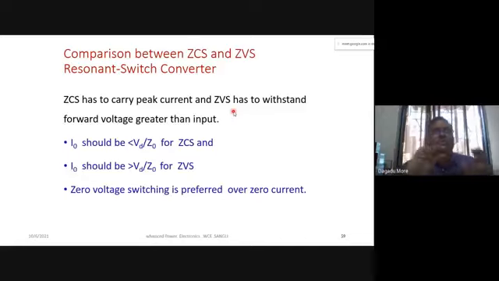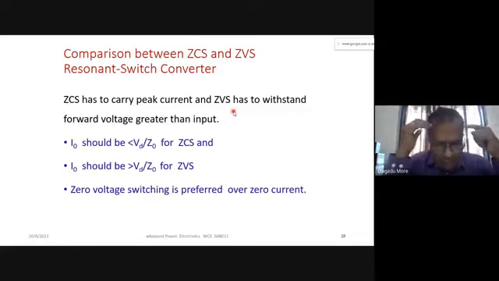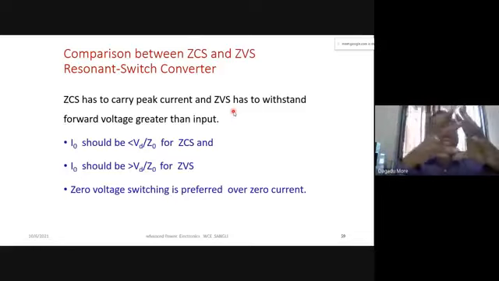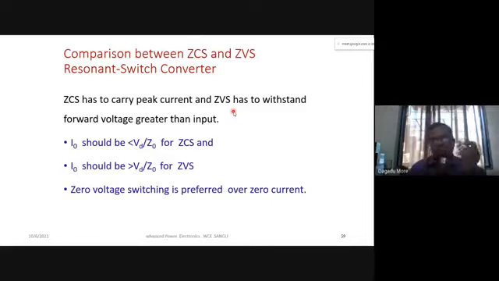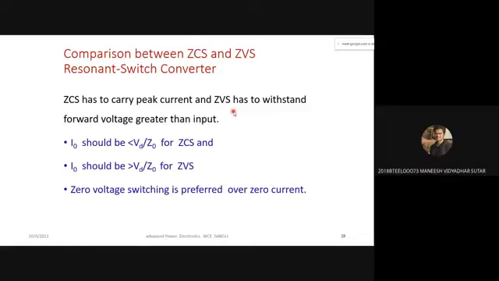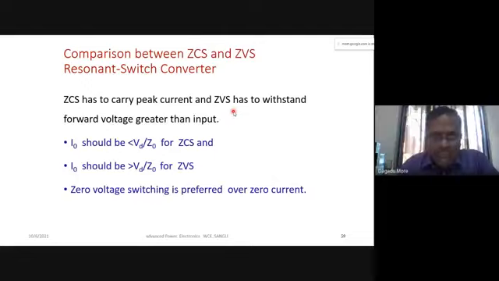We discussed the two, zero voltage switching and zero current switching, and we can apply these for a DC to DC buck converter. So any question? No, sir. So at least is it clear?